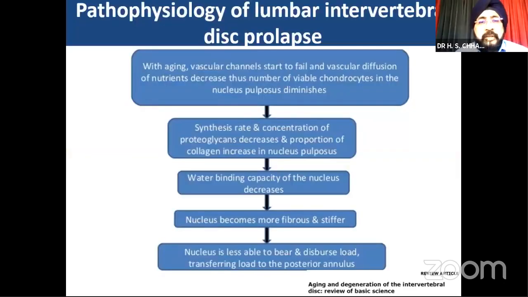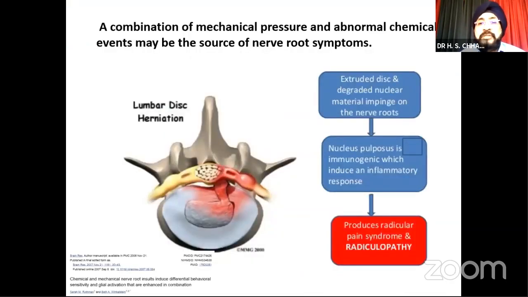So thank you, Rishi. We know there are various aging changes which take place. Vascular channels start to fail and vascular diffusion of nutrients decreases. Thus, the number of viable chondrocytes in the nucleus pulposus diminishes. The synthesis rate and concentration of proteoglycans decreases and the proportion of collagen increases in the nucleus pulposus. The water binding capacity of the nucleus decreases. The nucleus becomes more fibrous and stiffer, and is less able to bear and disperse load, transferring load to the posterior annulus. As Rishi also mentioned, the nucleus pulposus is immunogenic, which induces an inflammatory response, which causes radicular pain syndrome and radiculopathy.